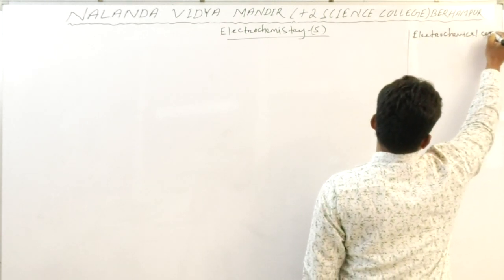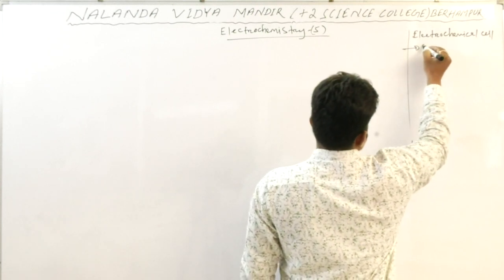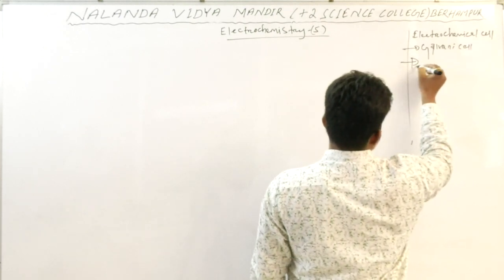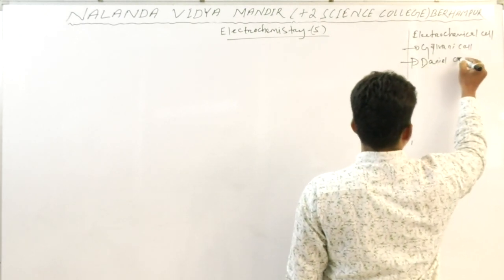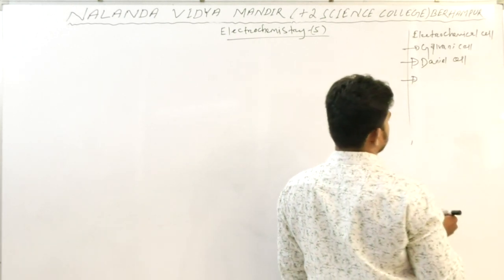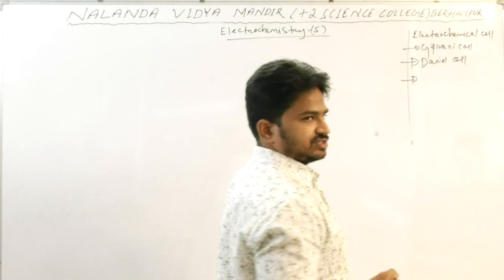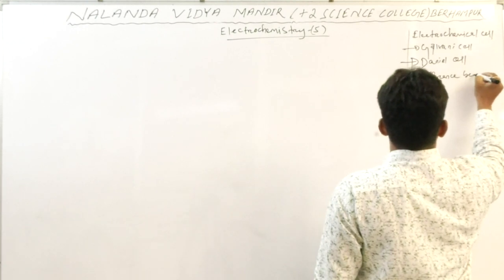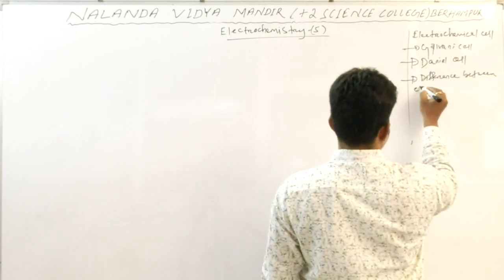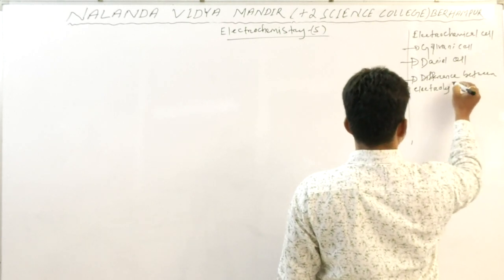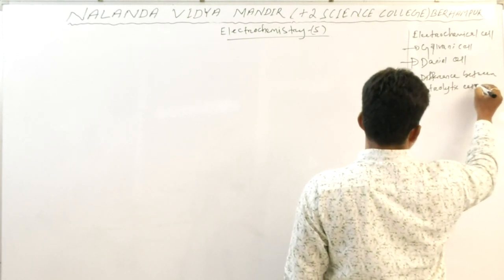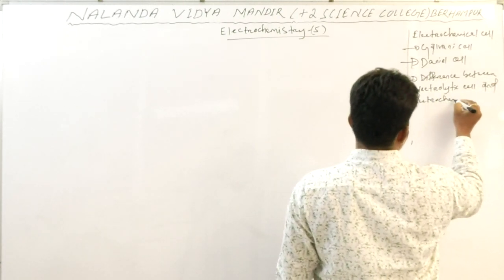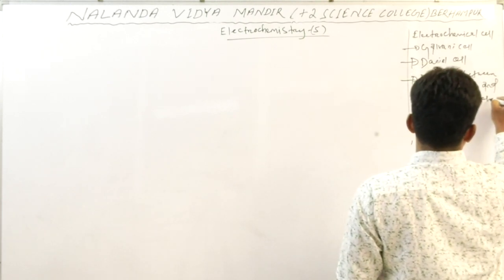Electrochemical cell, galvanic cell, Daniell cell, then the next one, the difference between electrolytic and electrochemical cell.